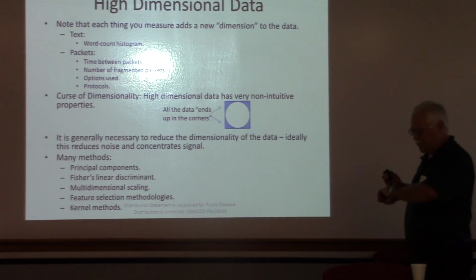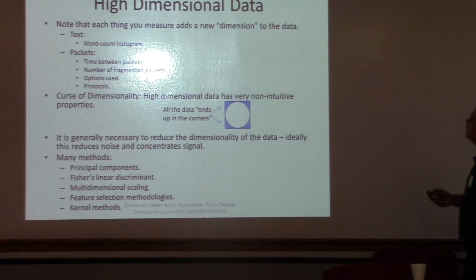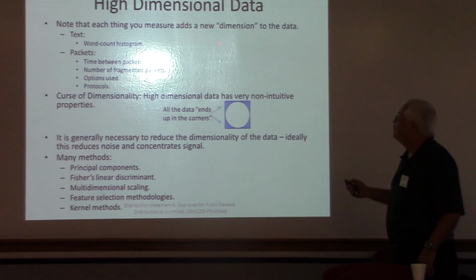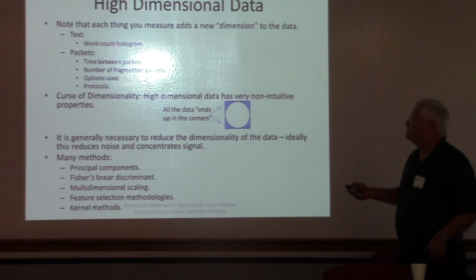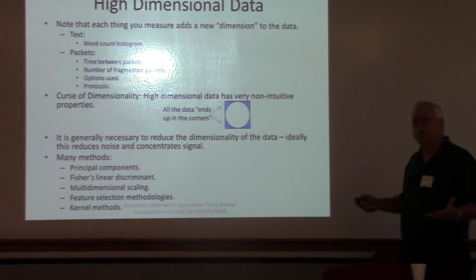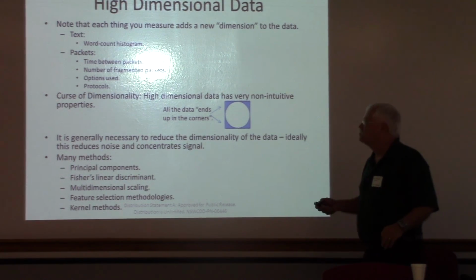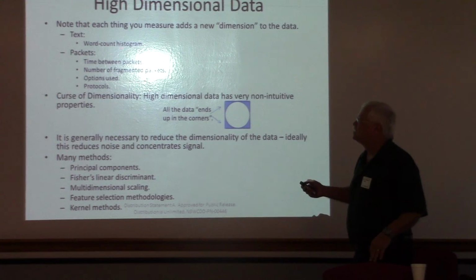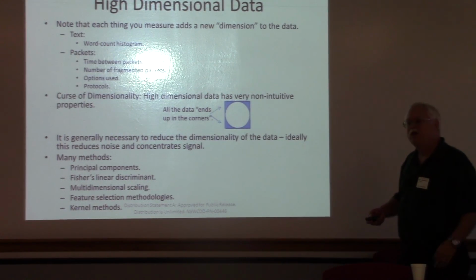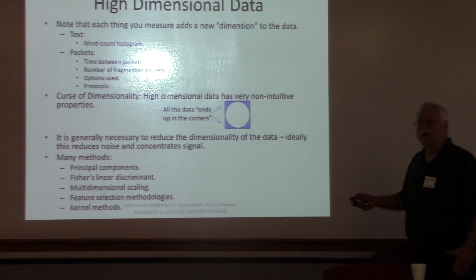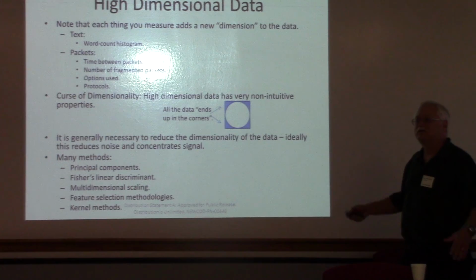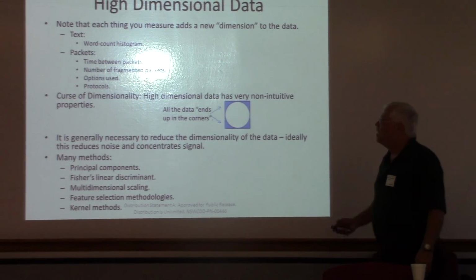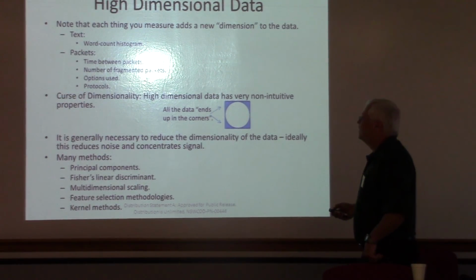So high-dimensional data. Each thing you measure adds a new dimension to the data. And so if you do text, you start with a word count histogram, most likely. There are other approaches, but the vast majority of text processing starts with a word count histogram. There are a lot of words, right? That's a huge dimensional thing. Packets, as I said, I could easily come up with 20 things to measure on a packet stream. And I'm sure you could come up with 20 I didn't think of.